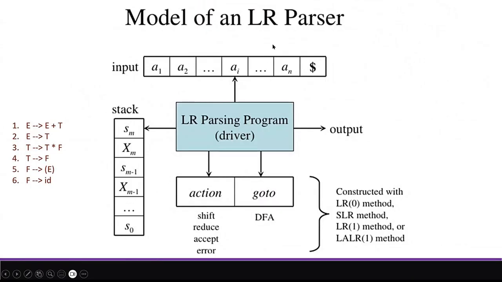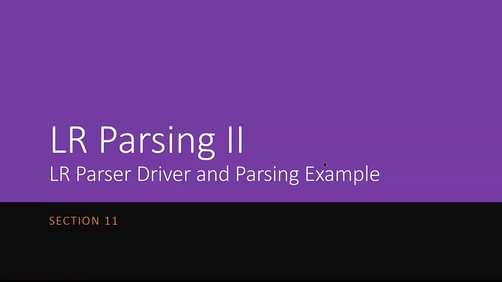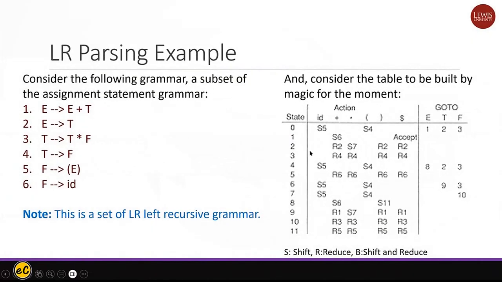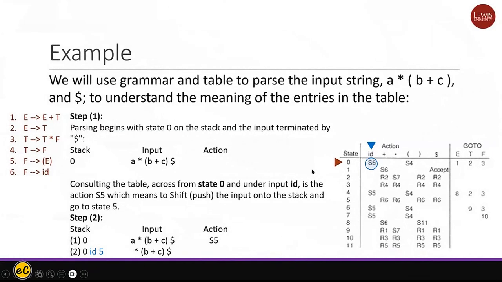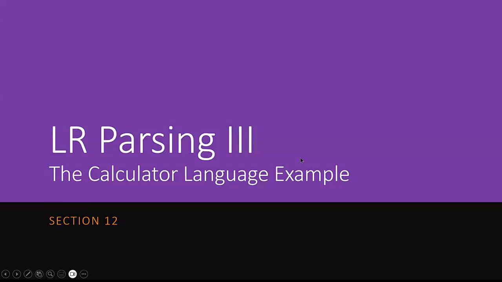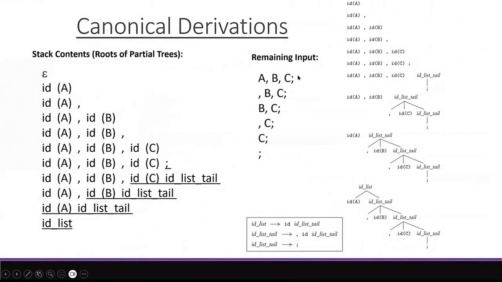So here we have the model of LR parsers, using action and goto to build a table-driven LR parser. You have the grammar rules and the pre-compiled table, and using that you generate your parsing actions. Again, we don't go through this table one more time right here. You need to watch the video in this chapter. It's very tedious, so I don't repeat it. And then it goes down to an example of how to use it.